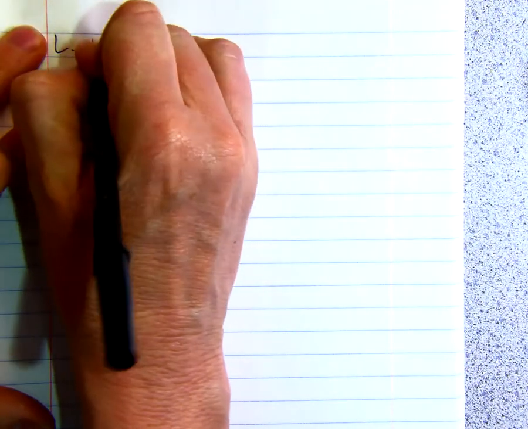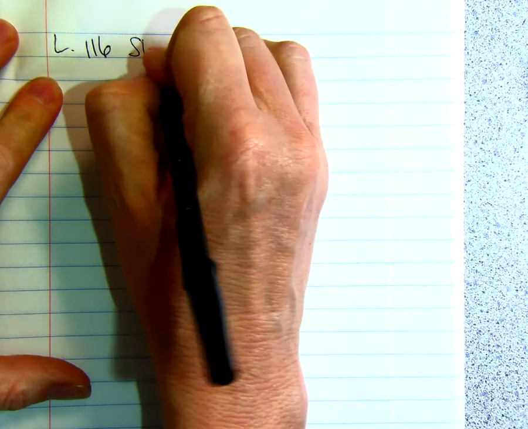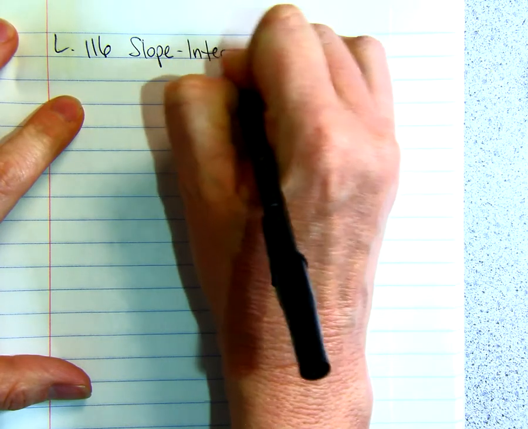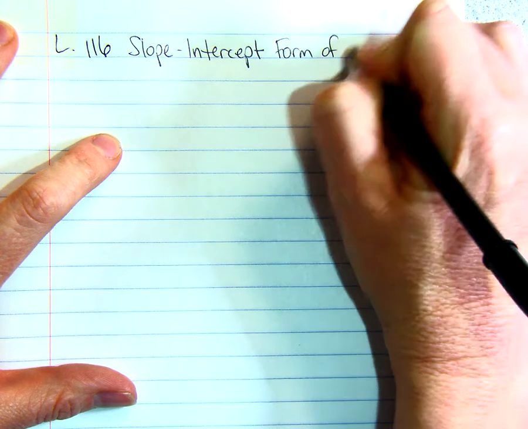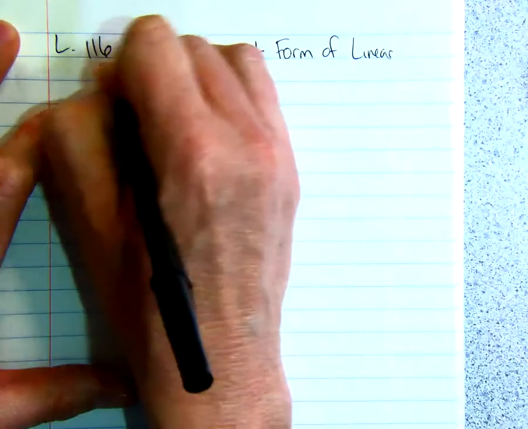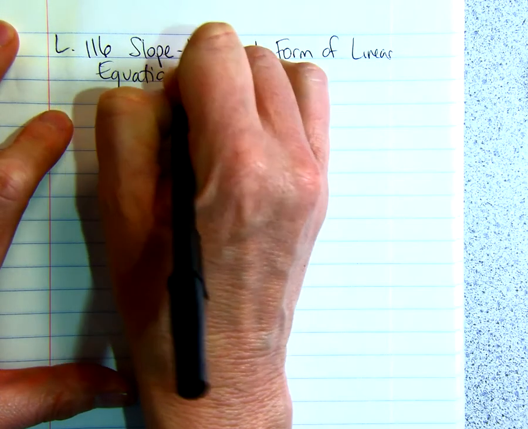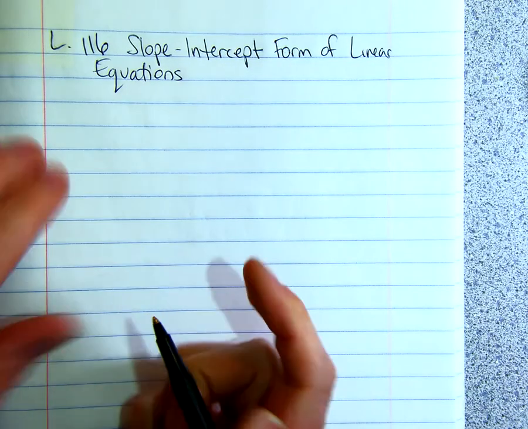Lesson 116, slope-intercept form of linear equations. We talked about this a couple of weeks ago.